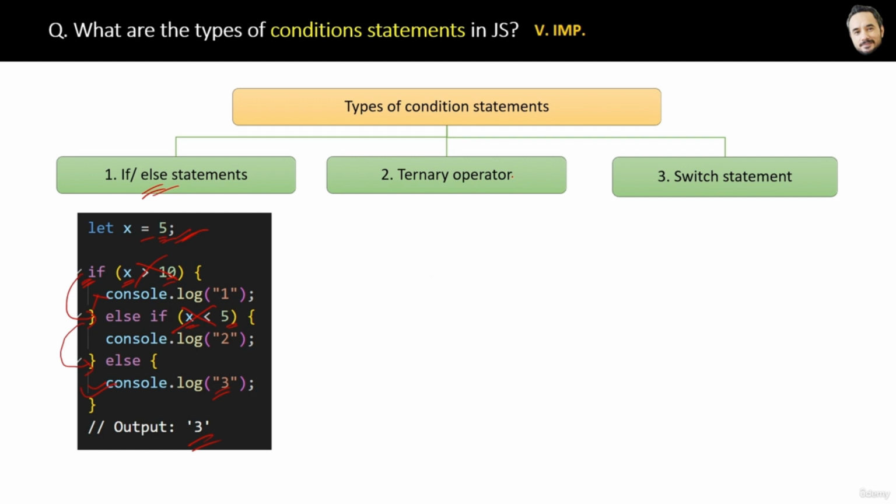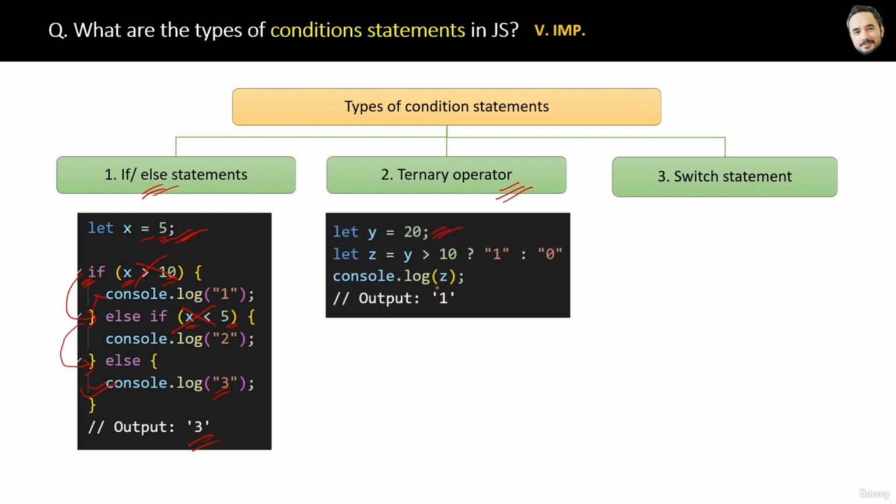The second type of conditional statement in JavaScript is the ternary operator. Here we have a variable y equal to 20.